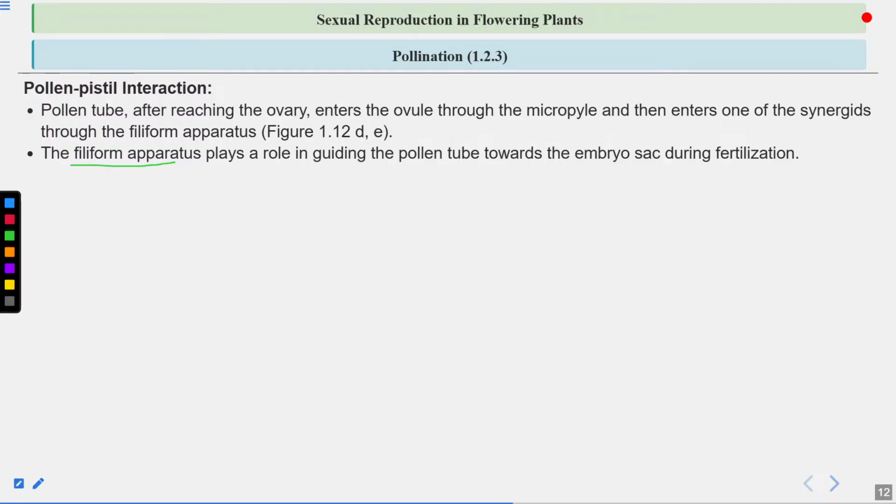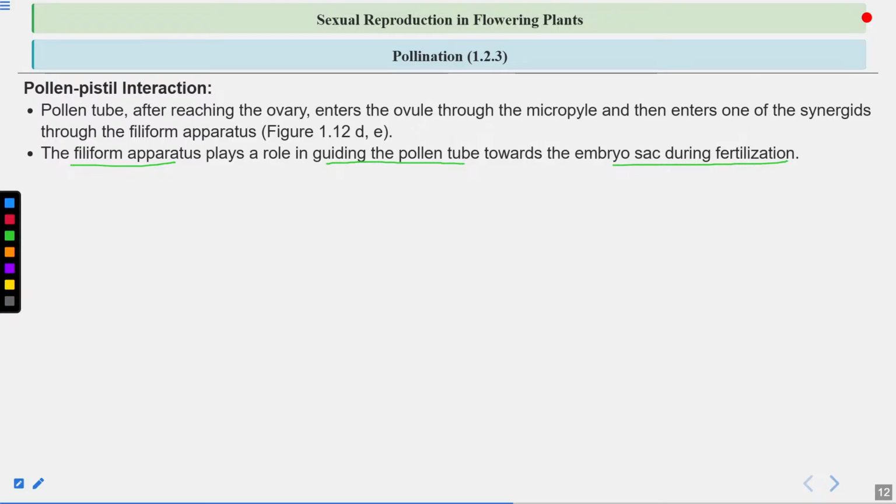This filiform apparatus plays a role in guiding the pollen tube towards the embryo sac during fertilization. It is allowing the pollen tube to enter through this filiform apparatus. It is actually guiding this pollen tube to come and enter my cell, as if saying: I'm allowing you to come enter the synergid cell through these filiform apparatus. And once the pollen tube penetrates the cell and enters the synergid cell, it releases all its content there in the synergid cell.